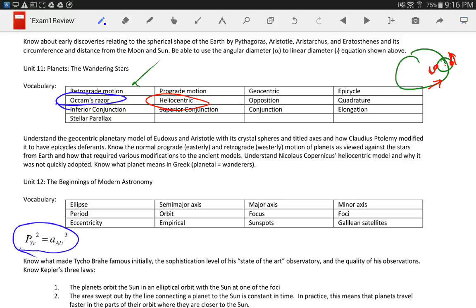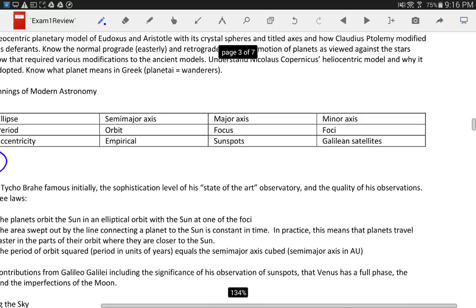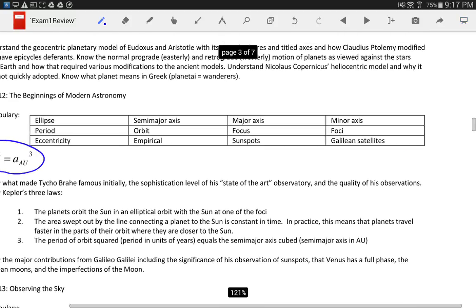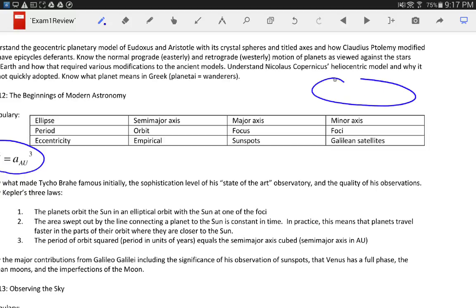Here's some vocab that I might have forgotten to say. The Galilean satellites are the 4 major moons of Jupiter. Foci: you have 2 focal points in an ellipse. The minor axis is that direction. The major axis is the long one. The 2 focal points are on the major axis. Sunspots are storms in the sun, we'll learn about those later. I think we're good with those.